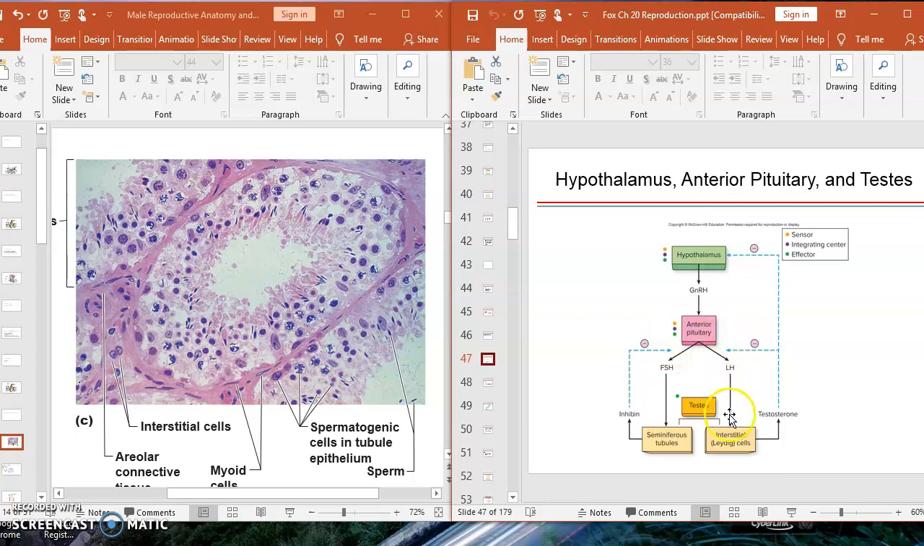Okay, LH goes to the interstitial cells of Leydig. Those are the cells that produce testosterone. Testosterone has an inhibiting effect on the anterior pituitary cells that produce LH, and also on the hypothalamus cells, hypothalamus neurons, shall I say, that produce the gonadotropin releasing hormone. So it's a negative feedback, as you see.